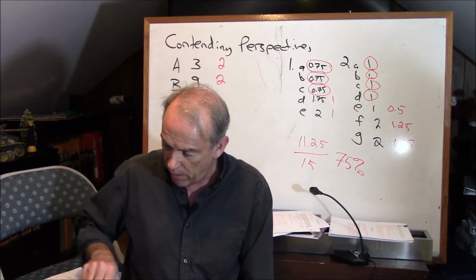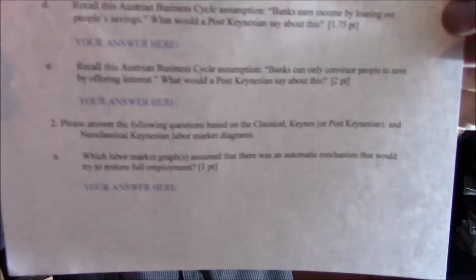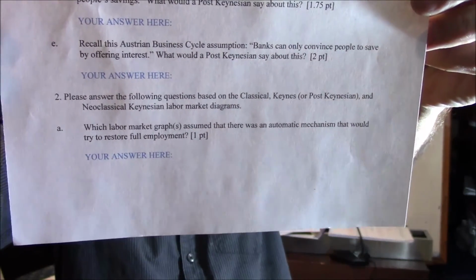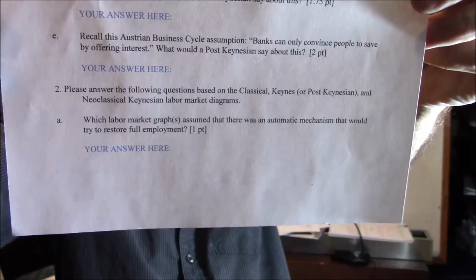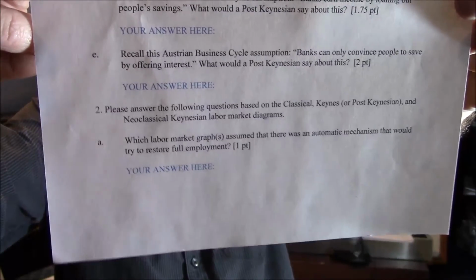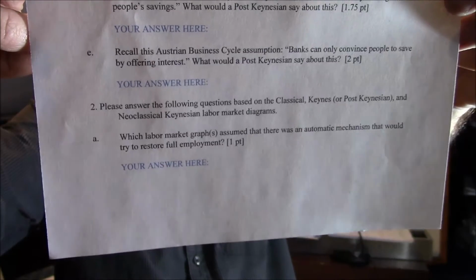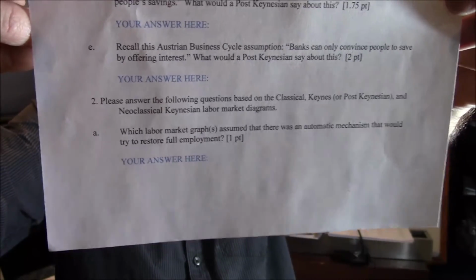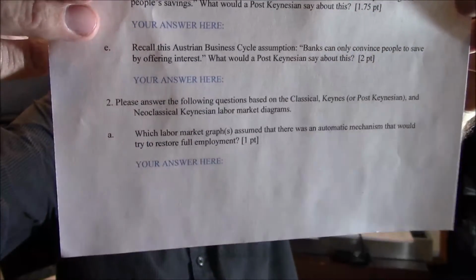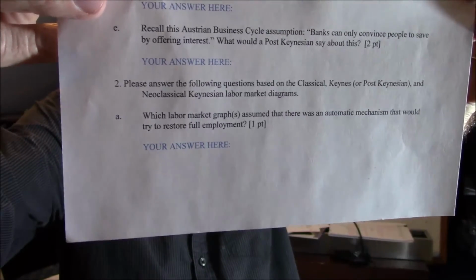Now, on number 2, this was all labor market stuff. Which labor market graph assumed there was an automatic mechanism that would try to restore full employment? And I put try in there on purpose, because I didn't want it to say that would restore full employment. Because the correct answer, there's 2 there. It's the classical and the neoclassical Keynesian. They both make that assumption. Now, the neoclassical Keynesian, the mechanism is obstructed, but it's still there. And so half a point each on those 2.